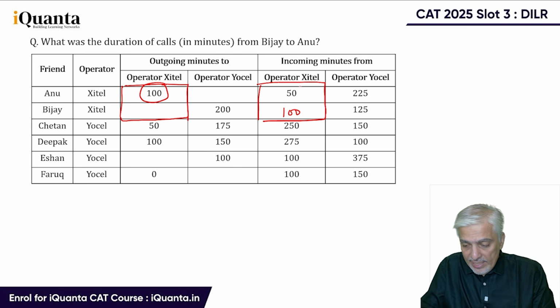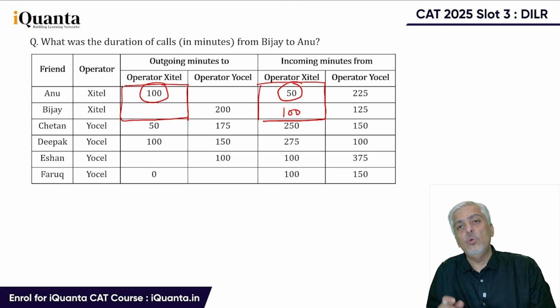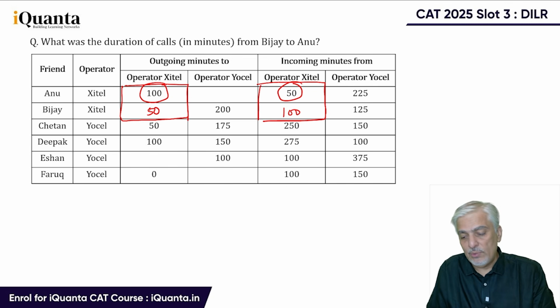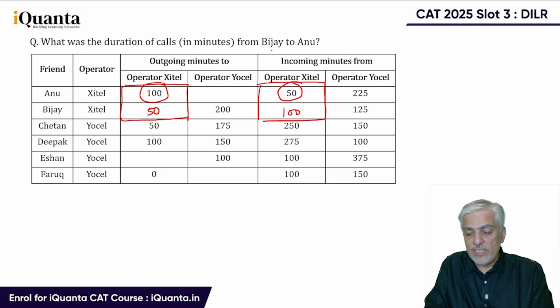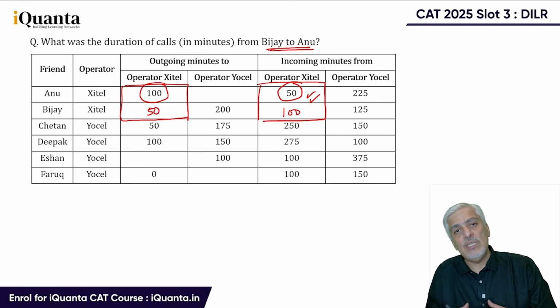And B has 50 over here. Who can B call in X? Only A. This 50 will come over here. Topic closed. What was the duration of calls in minutes from B to A? B has 50 minutes of call where he can't call himself.